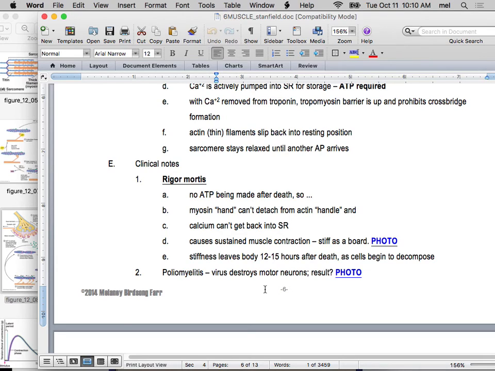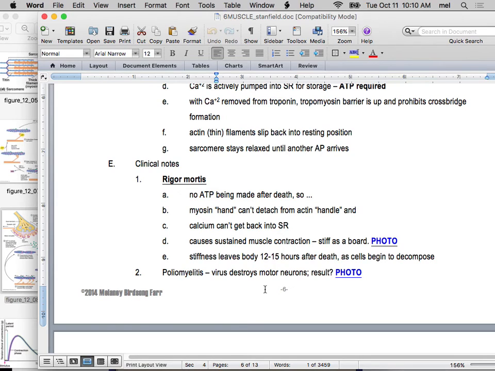The problem with being dead is that you are no longer making ATP, primarily because you are no longer taking in what? Oxygen, exactly. So no ATP is being made after death. I want you to think about how your sarcomeres will get stuck. Show me where your sarcomeres will get stuck with your hands. Yeah, they're not going to get stuck here. They're going to get stuck here, right? Because you actually need a new ATP molecule to release the cross bridge after a power stroke. So if no ATP is present, you're going to be stuck in this position, right?